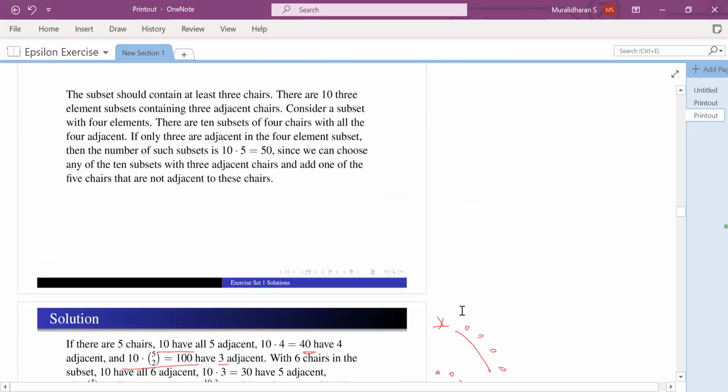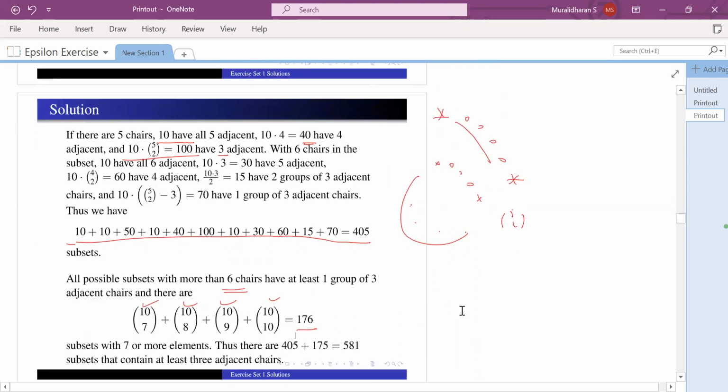Doesn't matter. So this is actually here what we do is that we do something called the case analysis. We call it the case analysis. That's how we do this problem.